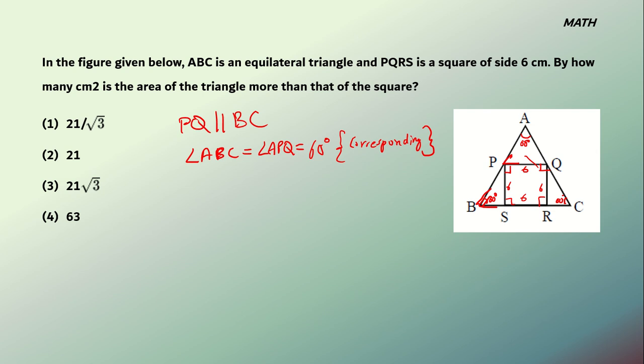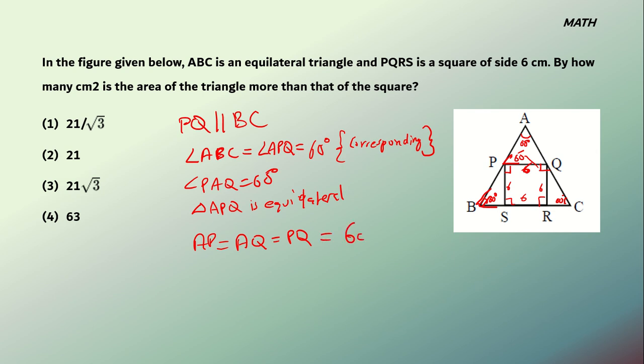And so we have angle APQ is 60 degrees and we already know that PAQ is 60 degrees. This means triangle APQ is equilateral since all of its angles are 60 degrees. Now, this means that AP would be equal to AQ equal to PQ. Now, we know that PQ is equal to 6 centimeter because it's one of the sides of the square. So we can write all of these equal to 6 centimeter. So we get AP and AQ equal to 6 centimeter from this.